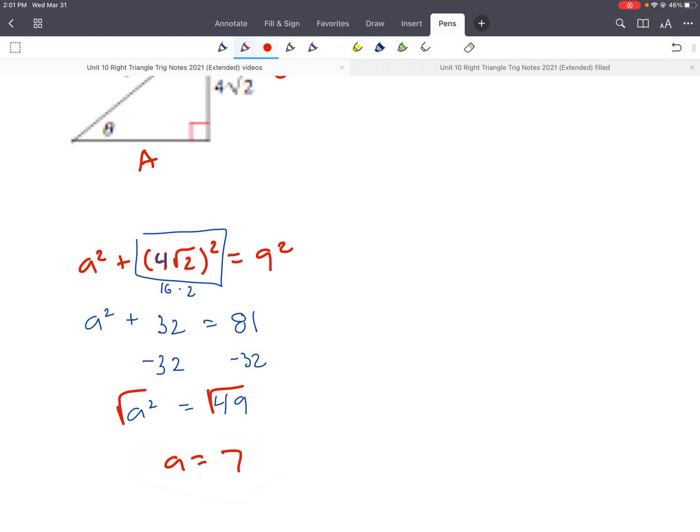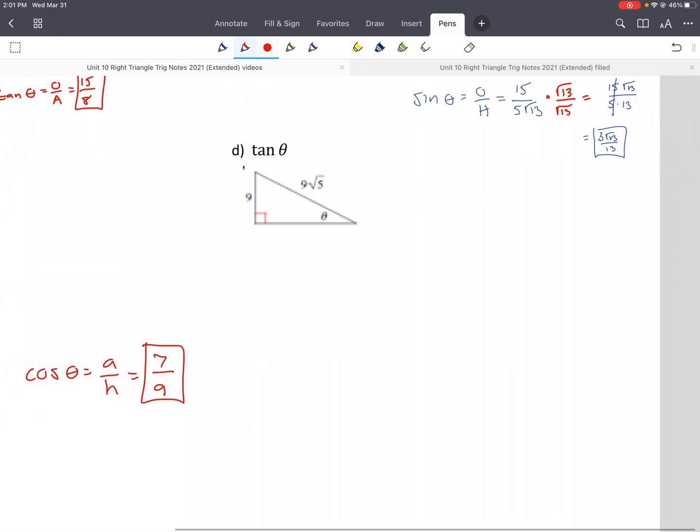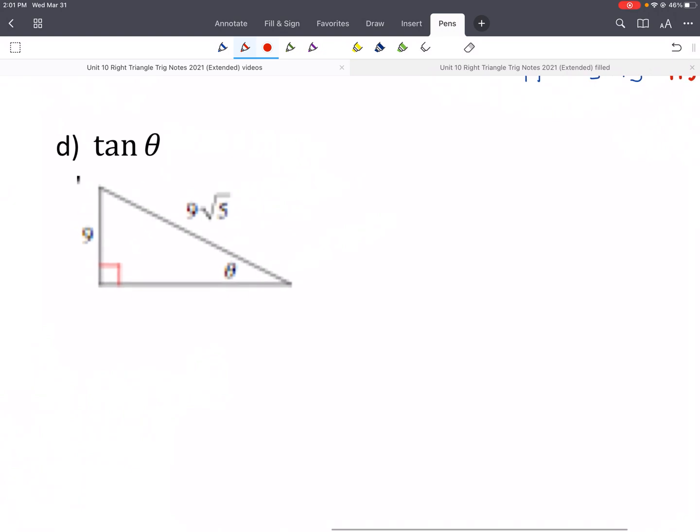Again, that's not our answer yet. That's just a spot on the way. So cosine of theta is adjacent over hypotenuse, which is 7 over 9. Okay, and then one last one. I'll just do it really quickly.